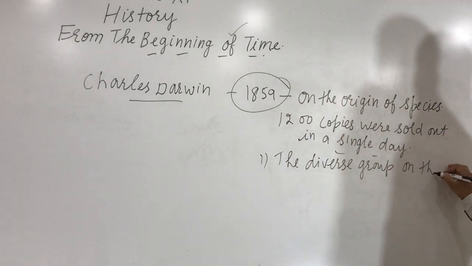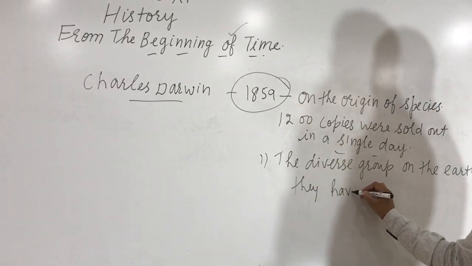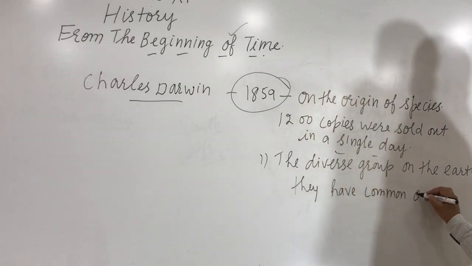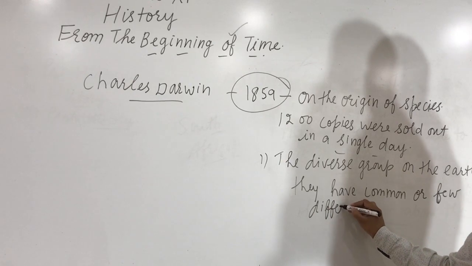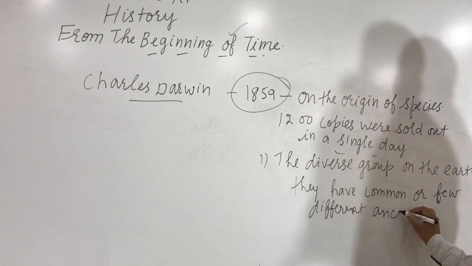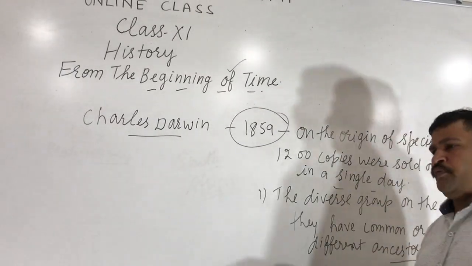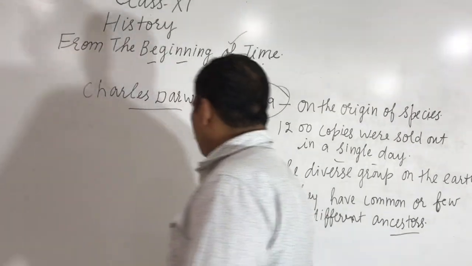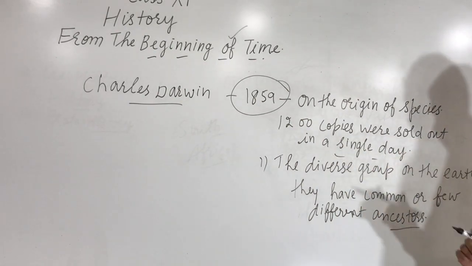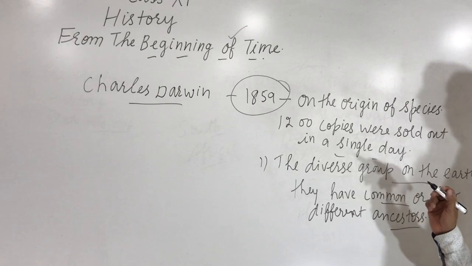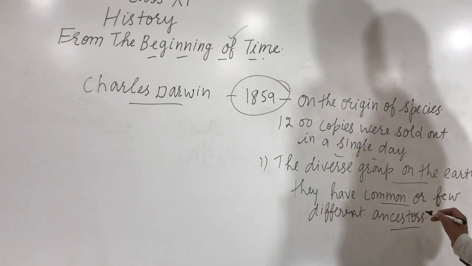that the diverse groups on this earth have common or a few different ancestors. It means you can see the human beings, we originated from the apes and the monkeys, from the animals, and you can see the reptiles, the modified form of the reptiles that came on this earth. So he told that we have common ancestors from where we originated and evolved.